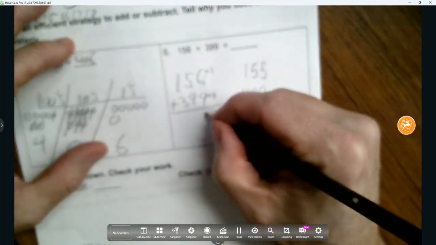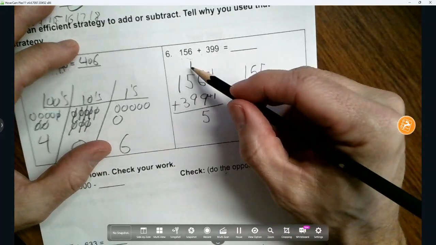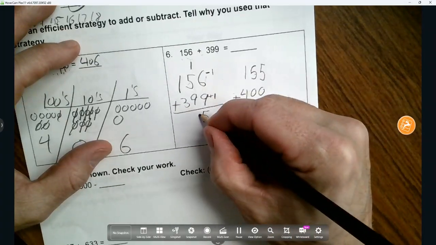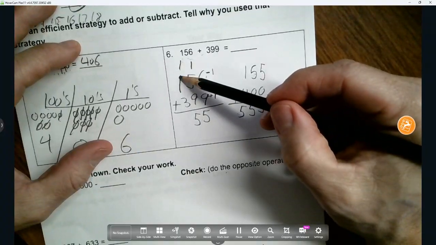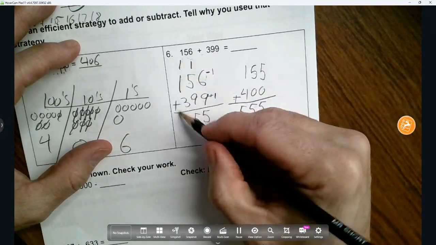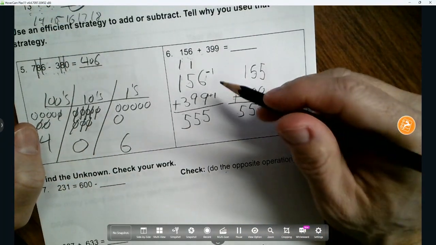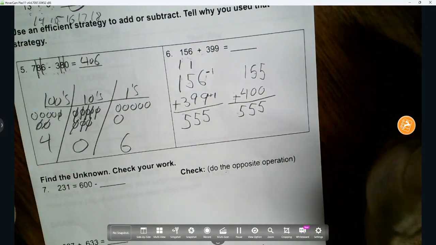6 plus 9 is what? 15. Write the 5, carry the 1. 5 plus 1 is 6. 6 plus 9 is 15. Put the 5, carry the 1. 1 plus 1 is 2. 2 plus 3 is? Look at that. Same answer. I didn't have to carry. I didn't get confused. Works better for me.